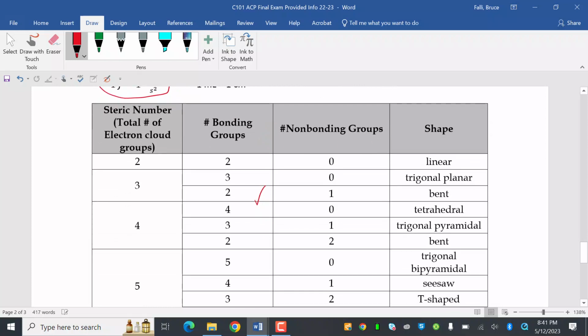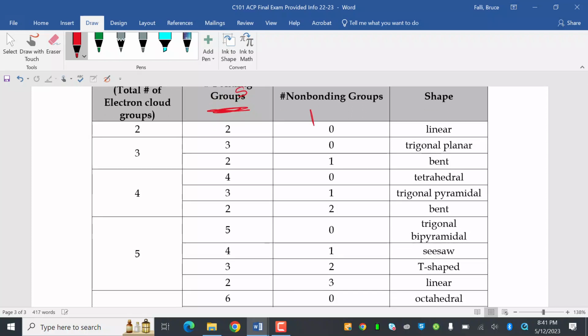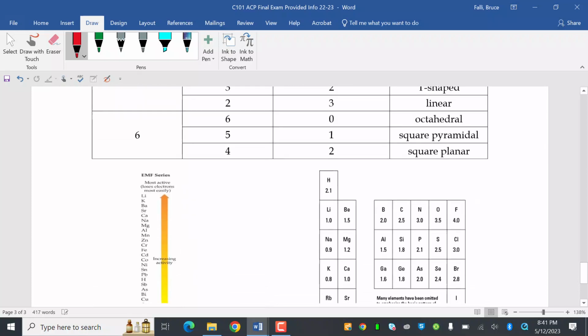Oh no, you have to remember all of your shapes. Oh wait, you don't. The reason why you don't is you can count the number of bonding groups. I wish it just said bonds, right? And non-bonding groups. I wish it said pairs, right? Because that's what they are. And then total number of electron cloud groups. And then all those are in there.